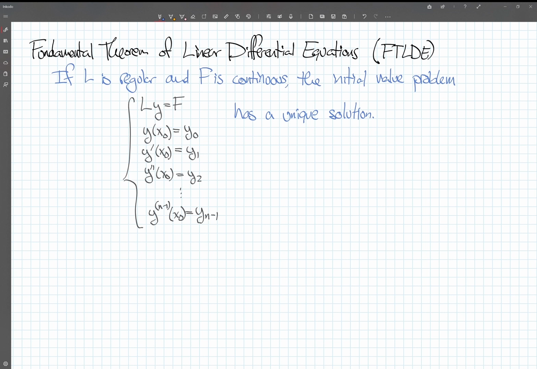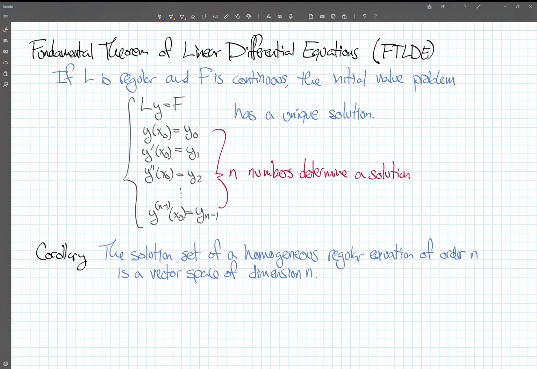So I tell you the value of y prime, y double prime, etc., all the way up to n minus 1, that's say 1 less than the degree of the equation. That has a unique solution. In other words, another way to think of this is saying that if I tell you n numbers, then I've determined a solution. If you think about that for a minute, what that means is the space of solutions, morally speaking, ought to be n-dimensional. I only have to specify n numbers to tell you which solution I'm talking about. In fact, that's precisely the case.